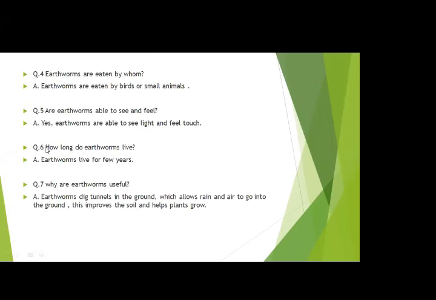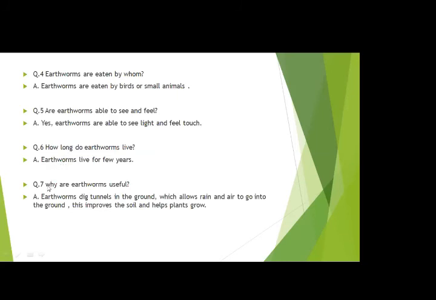Question number 6. How long do earthworms live? Earthworms live for a few years. They don't live for a long time, for many years. They live only for a few years.